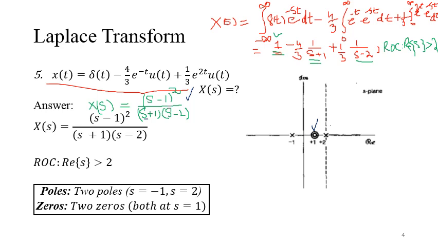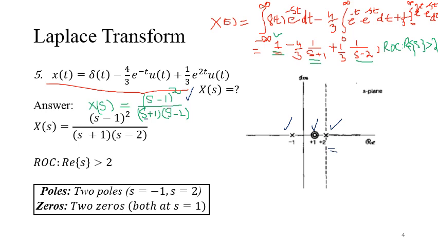So here they are marked on the complex plane. So we have a pole, right? And you understand, a pole is represented by the cross sign. In this particular example, we have 2 poles and 2 zeros, right? One pole is at minus 1, and the second pole is at plus 2, whereas in the case of zeros, we have 2 zeros at plus 1.